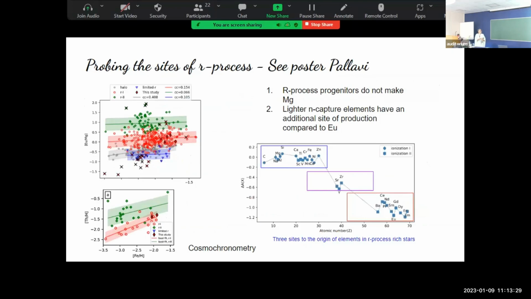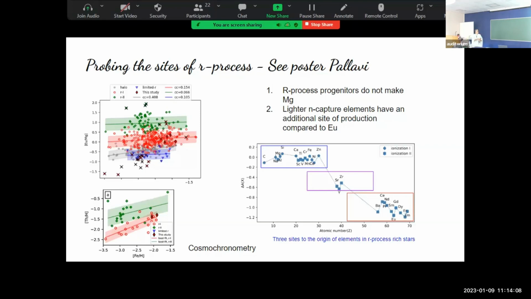I also want to look at Pallavi's poster. We have looked at the r-process stars, and the progenitors do not produce magnesium. That is also a clear indication that it cannot be a core collapse, because core-collapse supernovae produce magnesium along with the europium. Then the lighter r-process elements like strontium, yttrium, and zirconium should be coming from more than one site, not just the main r-process site. It could also have an additional site. This is what we find from the differential abundances of r-process-rich stars.